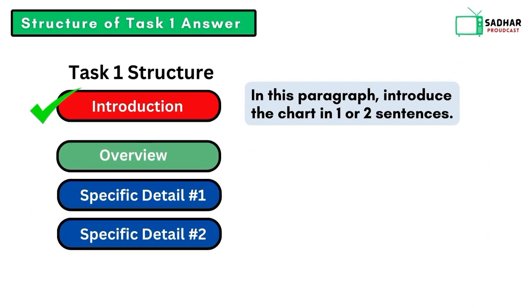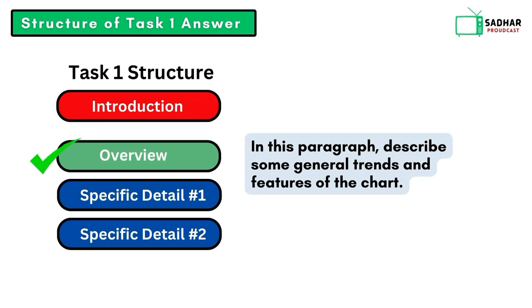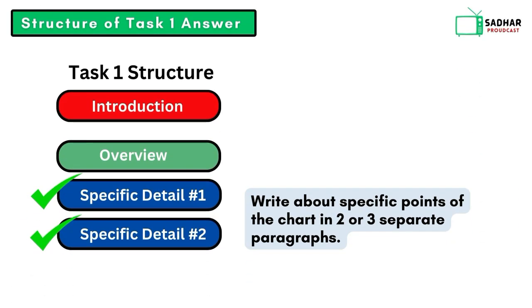First paragraph, the introduction. In this paragraph, introduce the chart in 1 or 2 sentences. Second paragraph, which is the overview. In this overview paragraph, describe some general trends and features of the chart. Paragraphs 3 and 4 write about specific points of the chart in 2 or 3 separate paragraphs. Normally, I write only 2 paragraphs instead of 3.